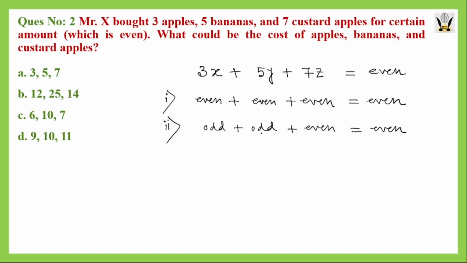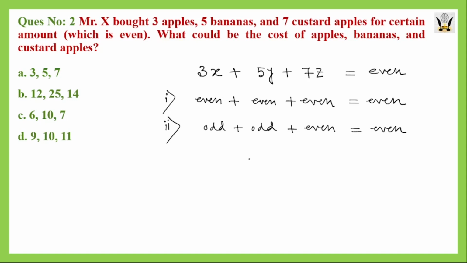So odd plus odd, suppose 5 plus 7, that is 12, an even number. 9 plus 13 is 22, which is even. So when we add two odd numbers, that becomes even, and even plus even will be even. These are the only two possibilities if the total amount is even. Otherwise, if one amount is odd and two amounts are even, then even plus even plus odd will become odd, so that is not possible. If all the amounts are odd, three odds finally give us odd only, so that is also not possible.